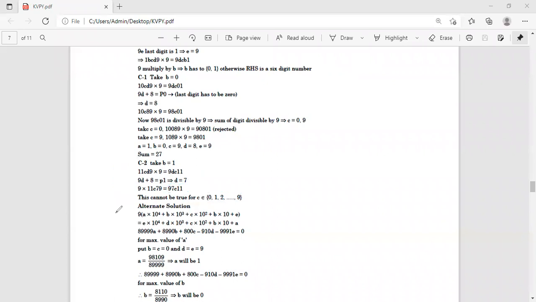There is an alternative solution also I have written here. Let the number be A into 10 raised to power 4, B into 10 cube, because it is a 5-digit number. You can write the number like this. So this is LHS equal to RHS. So you get this thing.